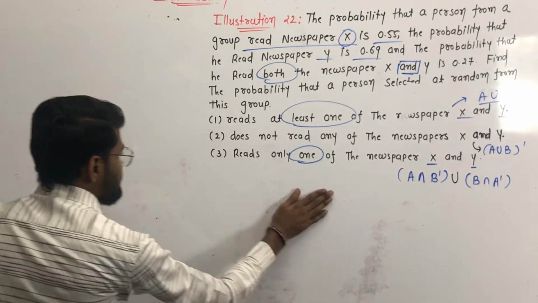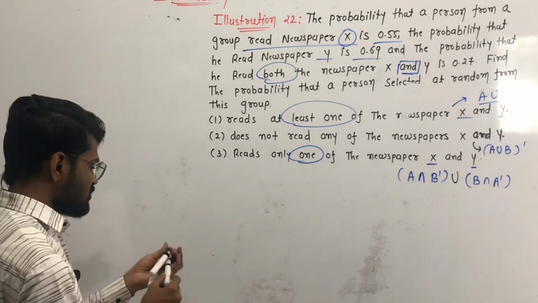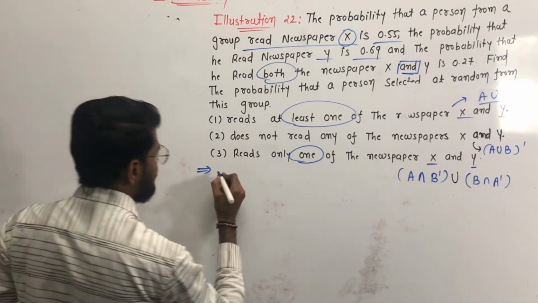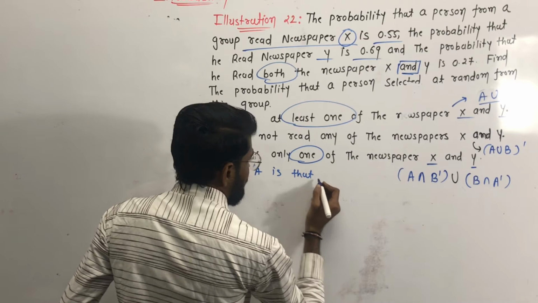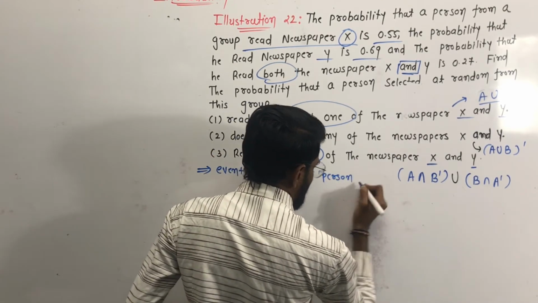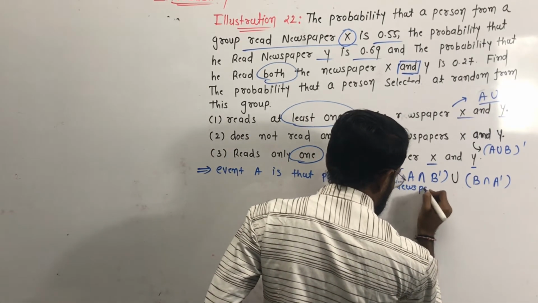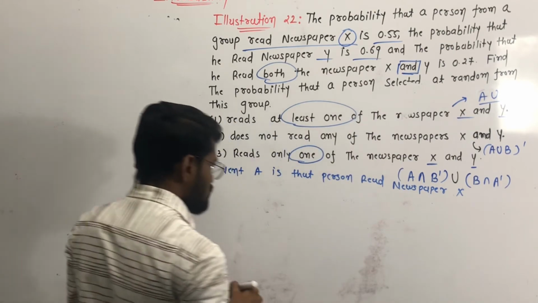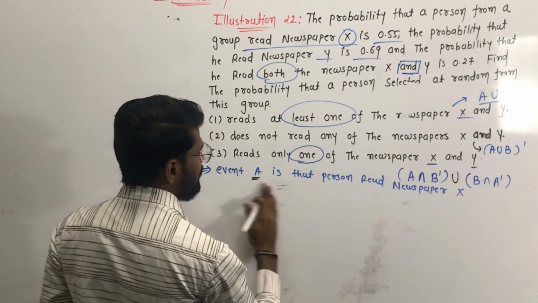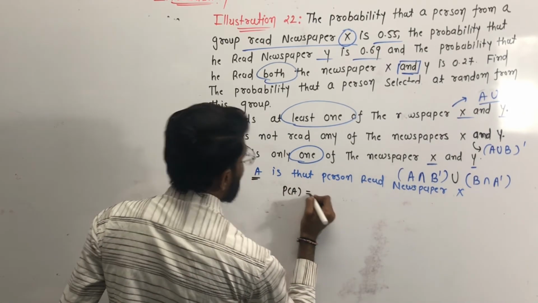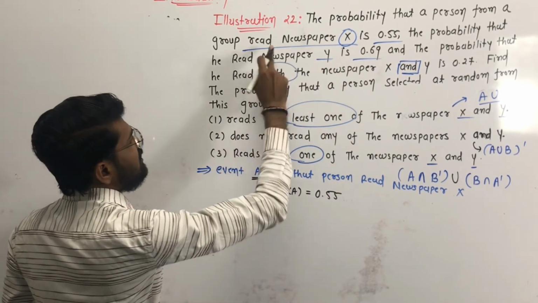Now we have to find the probability for these three events. Suppose the event A is that the person reads newspaper X. So the probability of the event A, P(A), is equal to 0.55, because they read newspaper X.